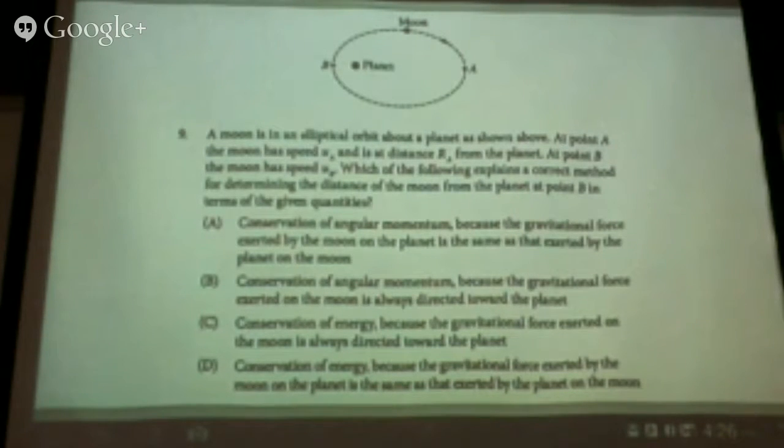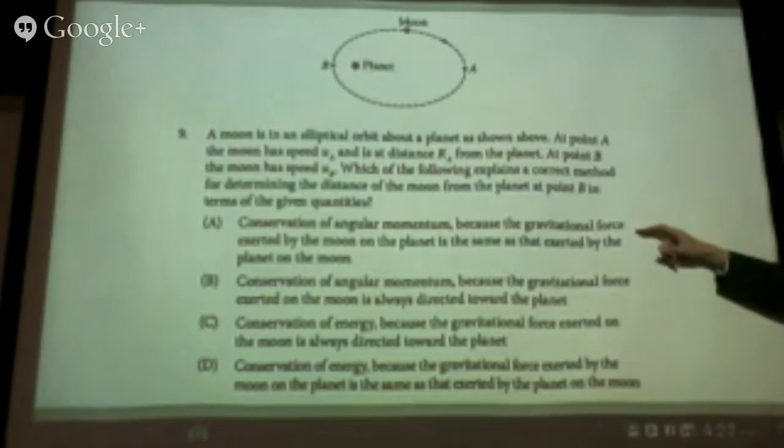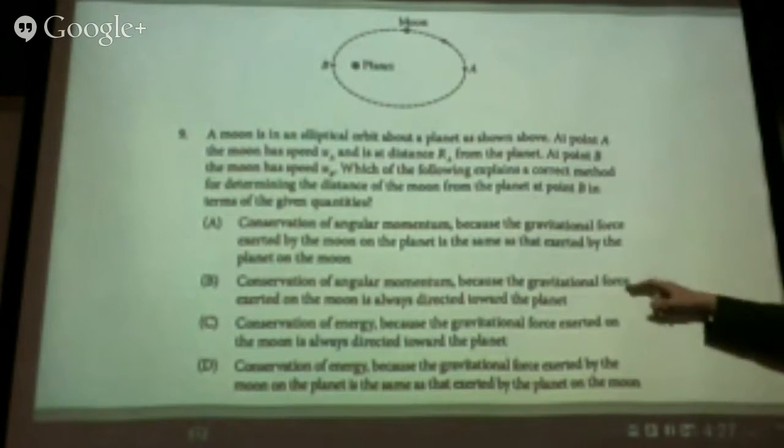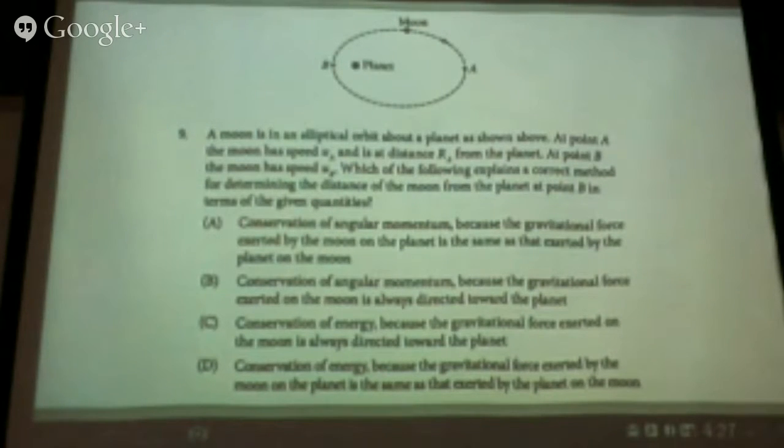All right, well, let's look through these. Determining the distance of the moon from the planet at point B in terms of the given quantity. So in terms of the other distance and the two speeds. We're going to use, let's see, A is conservation of angular momentum. So it's either conservation of angular momentum or conservation of energy for these ones. Okay, so we'll keep that in mind. That's one choice we have to make. And then the other one we have to make here is our rationale, because gravitational force is the same on the planet as it is on the moon, or because gravitational force is directed toward the planet.